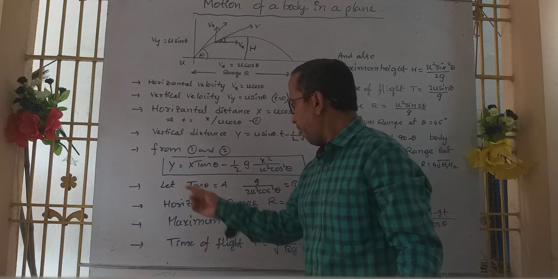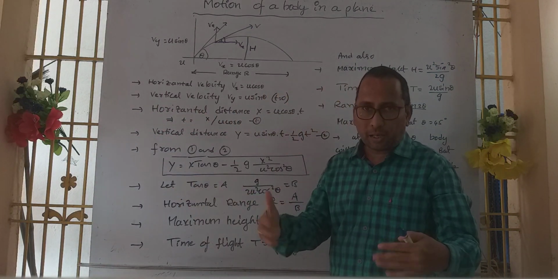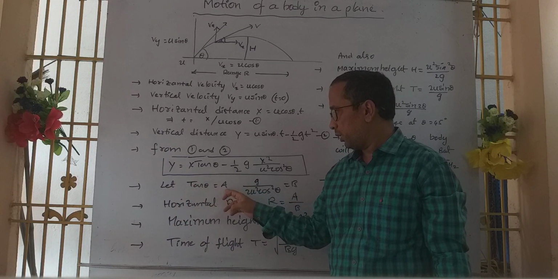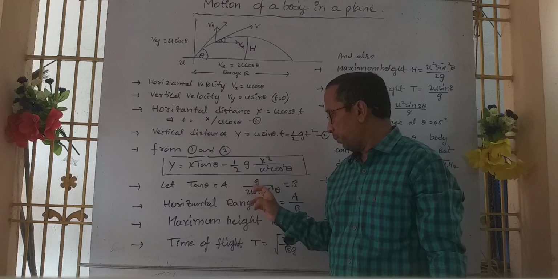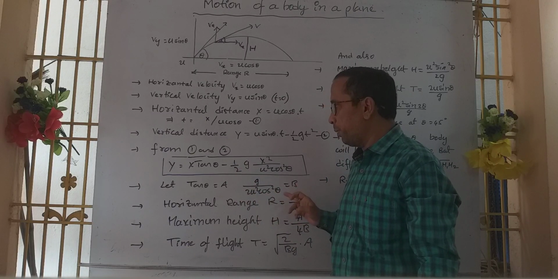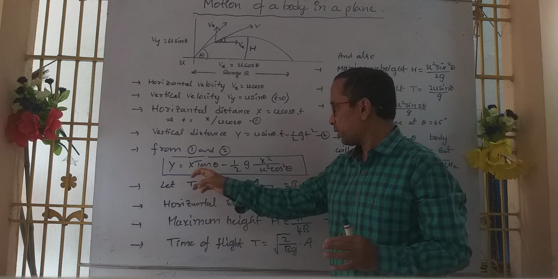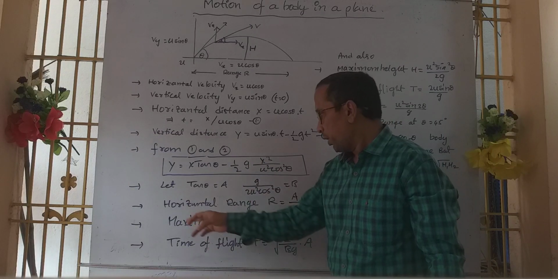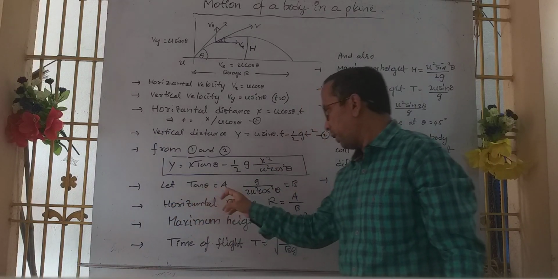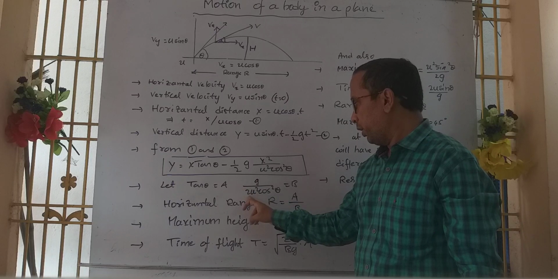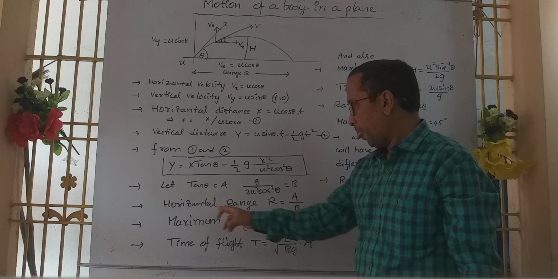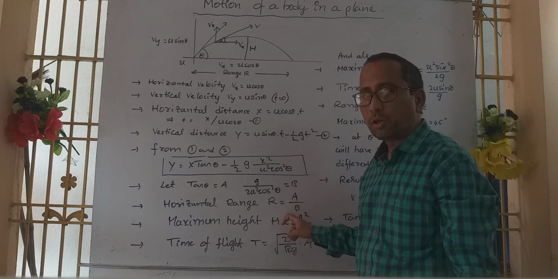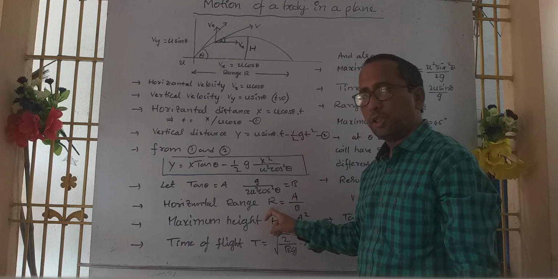So now here we have to take an assumption. Let tan theta is equal to a, and g by 2u square cos square theta is equal to b. We are excluding x and x square values, as they are the variables. Now, from this, tan theta is equal to a, and g by 2u square cos square theta is equal to b. Then horizontal range R is equal to a by b. This is a shortcut formula. A by b is the range.